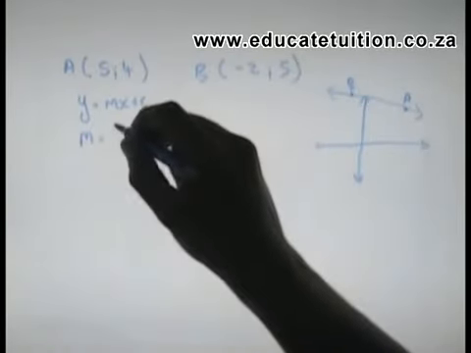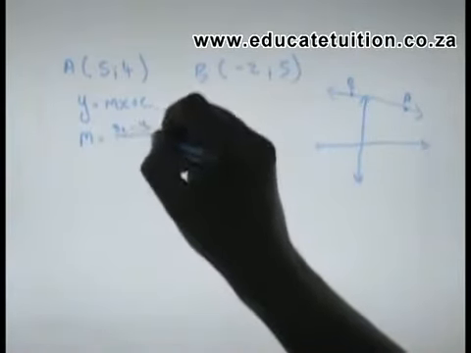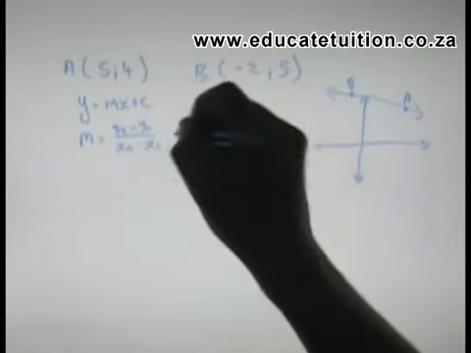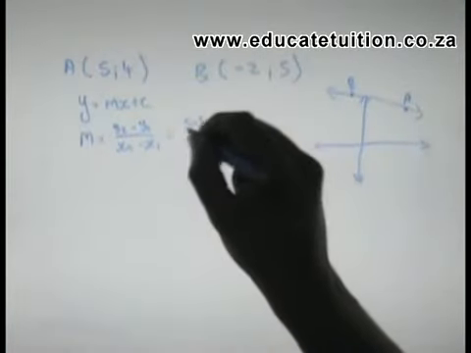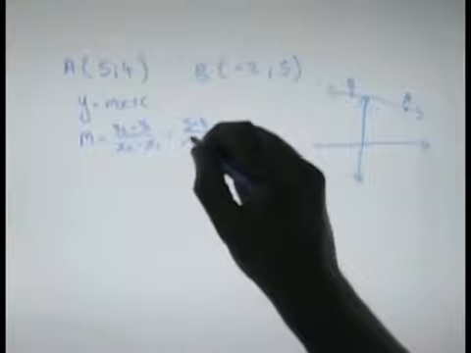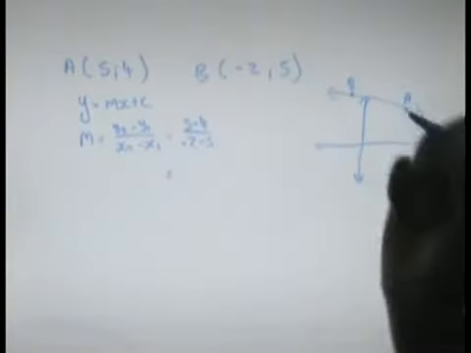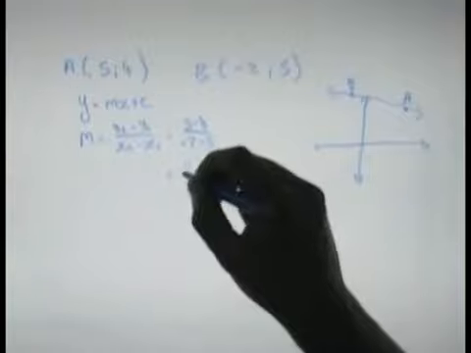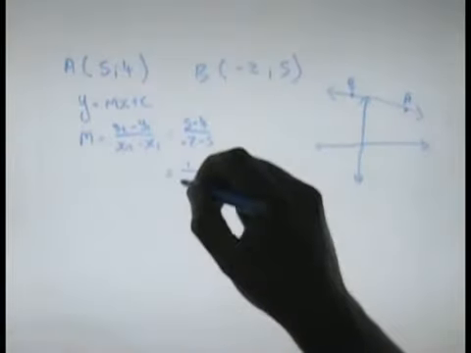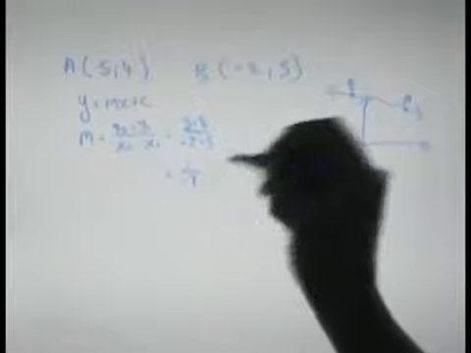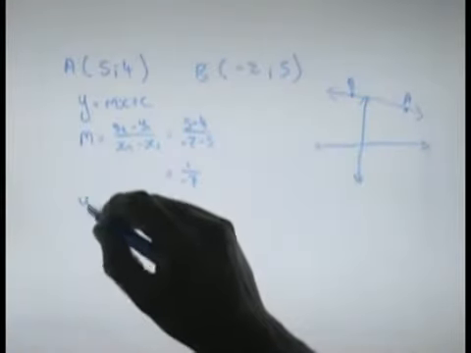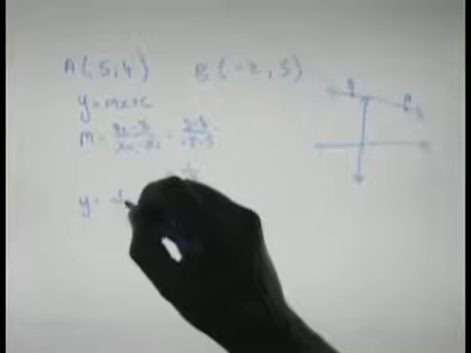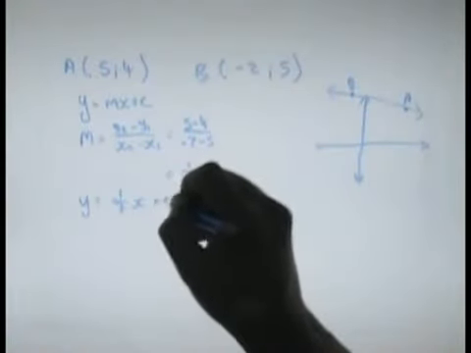The gradient in this case is going to be y2 minus y1 over x2 minus x1, which is equal to y2 minus y1, 5 minus 4, over x2 minus x1, which is -2 minus 5, which is going to give us a gradient of 5 minus 4 is 1, -2 minus 5 is equal to -7. That means that our gradient is -1/7 or 1/-7, it's the same thing. That means that y is equal to -1/7 x plus c.